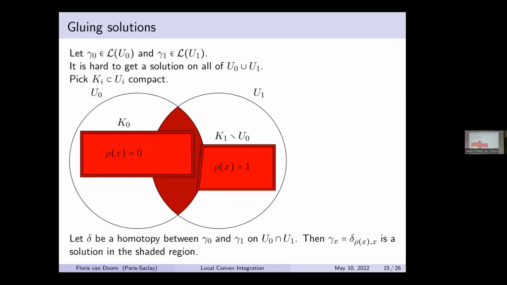But actually, this function has the right value on the whole red region because on this red region, rho is equal to 0, and so this delta will just be gamma 0, and on this red region, rho is equal to 1, so this will just be gamma 1. So even though we show that delta has the nice properties on the intersection of U0 and U1, we get for free that it has the nice properties everywhere in the shaded region because of its interaction with rho.